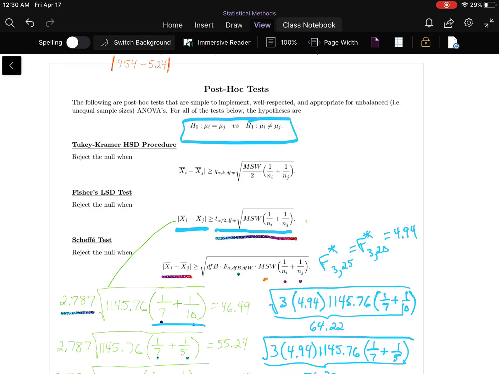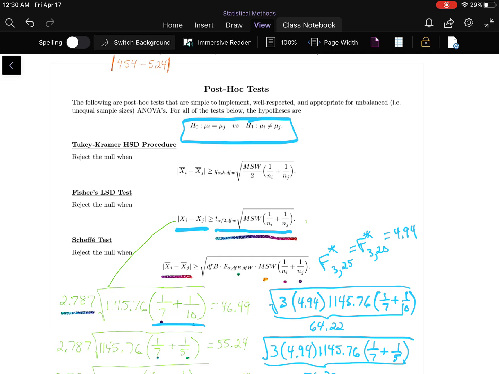To find the differences, you would do something called a post-hoc test. Post-hoc test is just a category of different types of tests. Post means after, hoc means after rejecting the null hypothesis from your ANOVA. And so it's only when you reject the null that you would do something like what I'm about to show you.